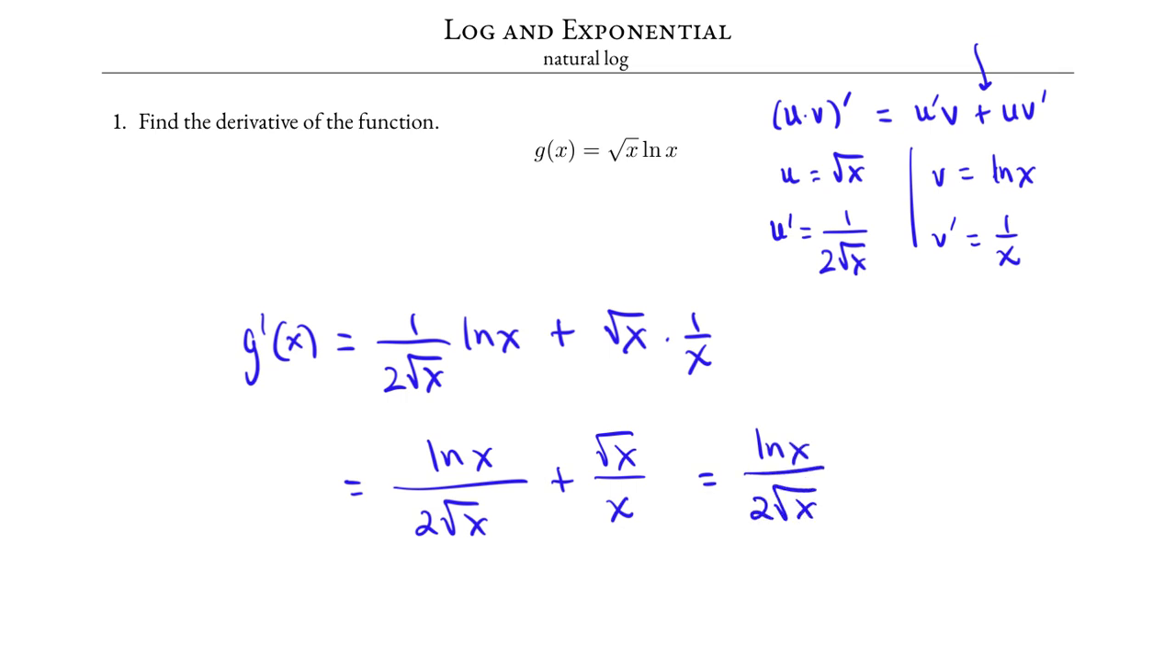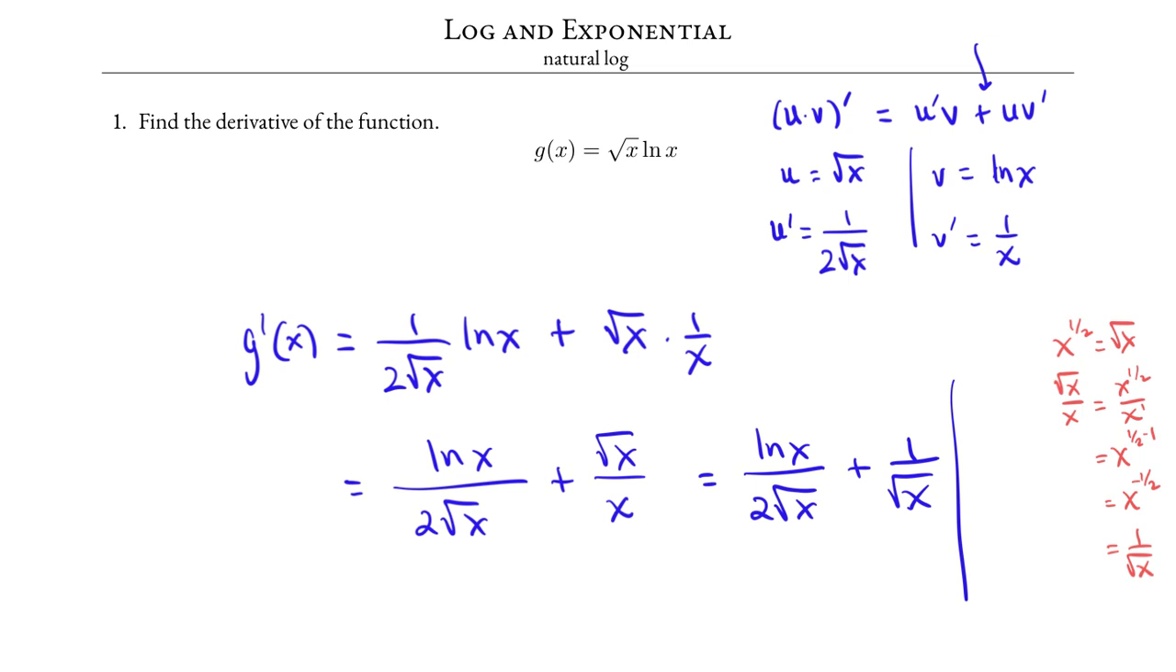Technically, the square root of x over x can be simplified further, so we have ln of x over 2 root x plus, keep in mind that x to the 1/2 is the square root of x, and so if we have the square root of x over x, it is x to the 1/2 over x to the 1, but this has the same base, so this is 1/2 minus 1, which is x to the negative 1/2, or 1 over the square root of x. So the square root of x over x is the same as 1 over the square root of x.